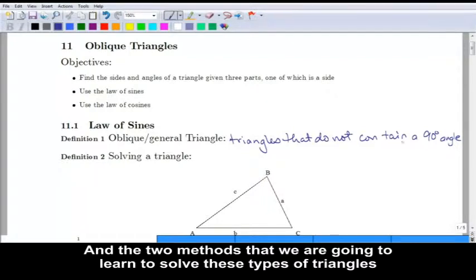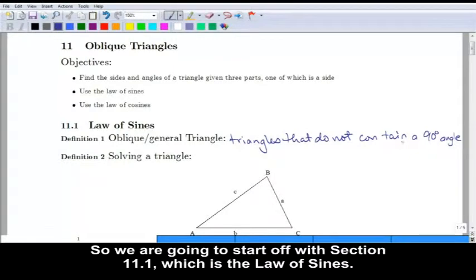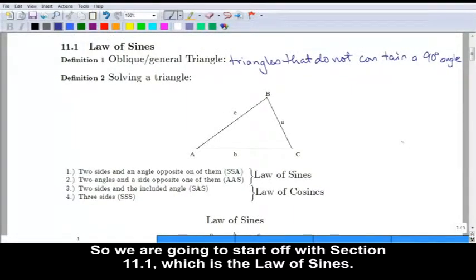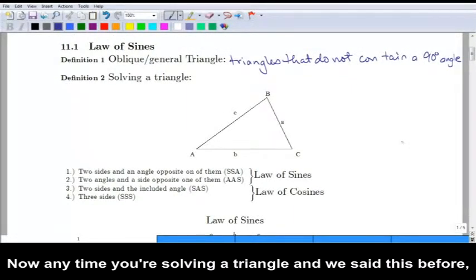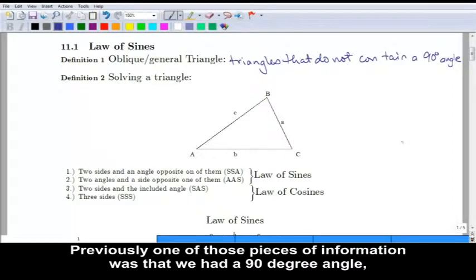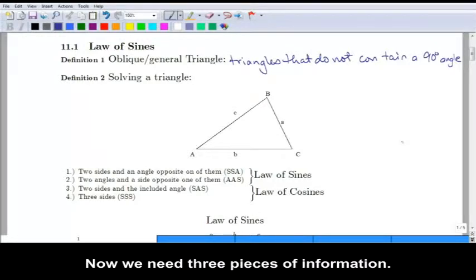And the two methods that we are going to learn to solve these types of triangles are known as the law of sines and the law of cosines. So we are going to start off with section 11.1, which is the law of sines. Anytime you're solving a triangle, and we said this before, you have to have three pieces of information. Previously, one of those pieces of information was that we had a 90-degree angle, so we only needed two other pieces of information. Now we need three pieces of information, and one of those always has to be a side.